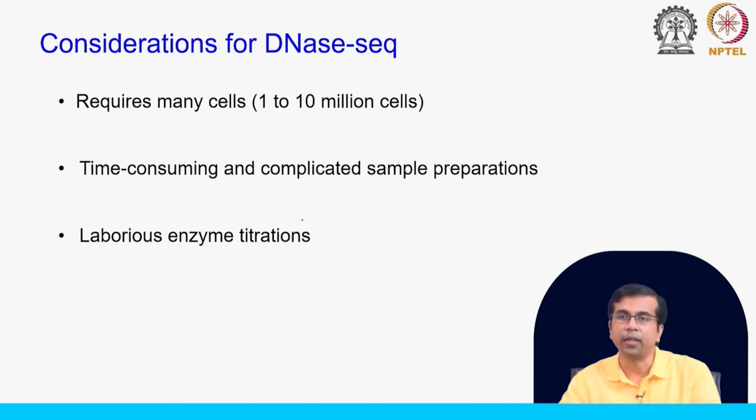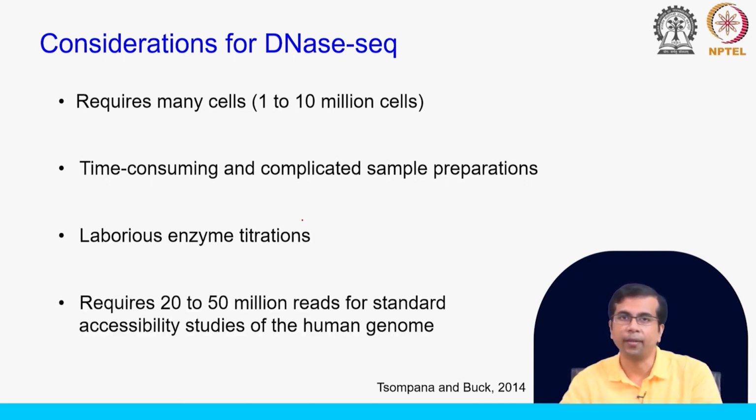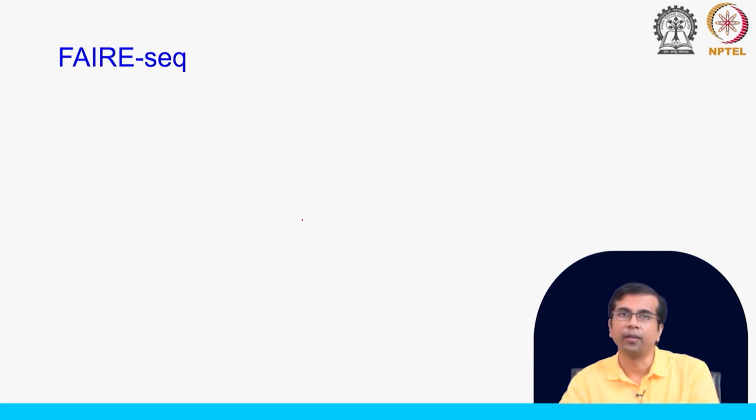Again, you have to do the enzyme titration: how long you want to digest, and what the concentration of enzymes should be, etc. You also need about 20 to 50 million reads for standard accessibility studies of the human genome. So, this number is slightly less than MNase-seq.